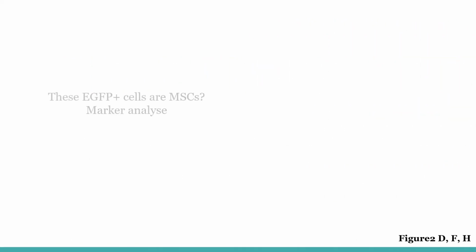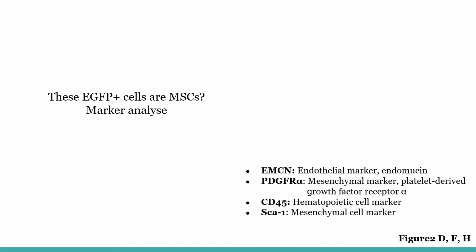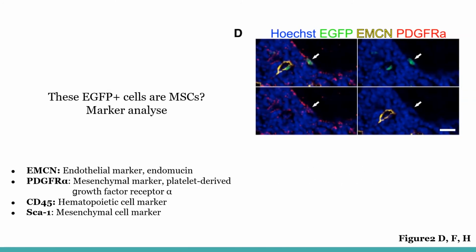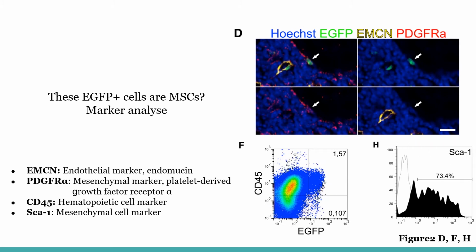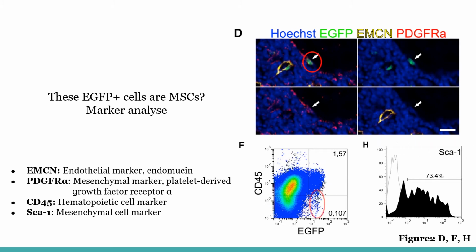And then, as MSCs reside at the inner endosteal surface of cortical bones, they screened the diaphysis section by microscopy. And they found some rare EGFP positive cells lining the bone, and these cells were mesenchymal marker positive and endothelial marker negative cells. So they want to know what these EGFP positive cells are.